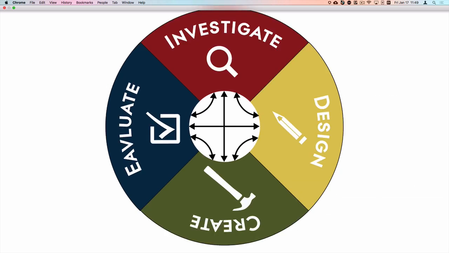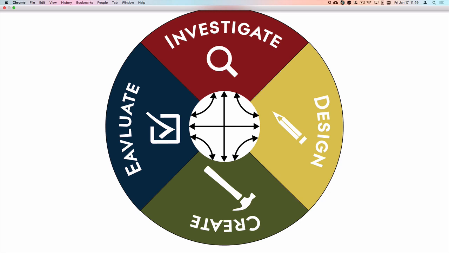So let's look at this a little bit. Those 4 phases, you can understand a little bit about them just by the icons that are there. Investigate, and the titles, I suppose, as well. Investigate is about learning more. Designing is about coming up with ideas. Creating is about building them. And evaluate is about deciding whether they worked or not. How well did you solve what you were investigating?